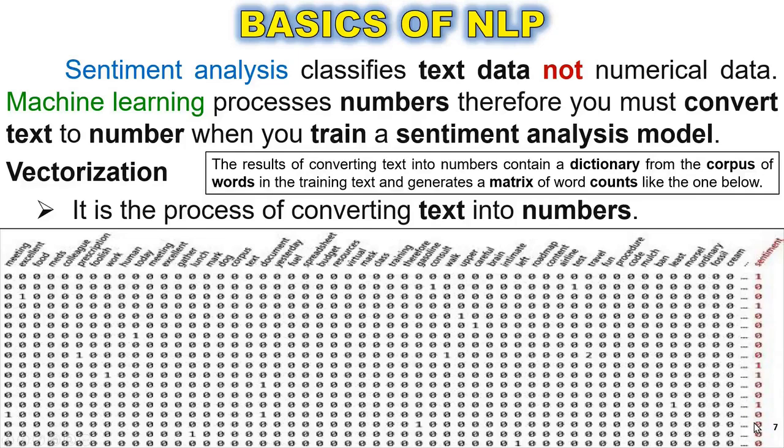The results of converting text into numbers contain a dictionary from the corpus of words in the training text and generates a matrix of word counts like the one below. So those words will be counted, and then the results of the counted words will now be the converted text into numbers.